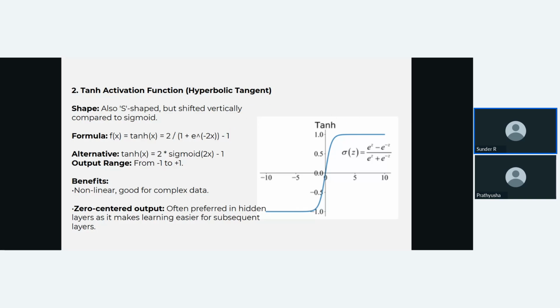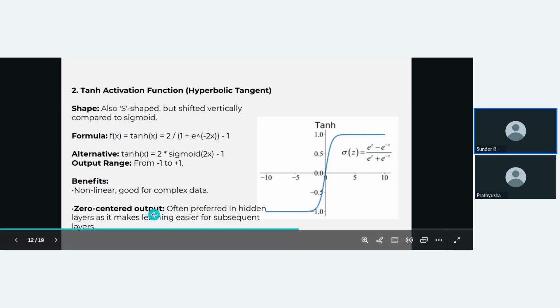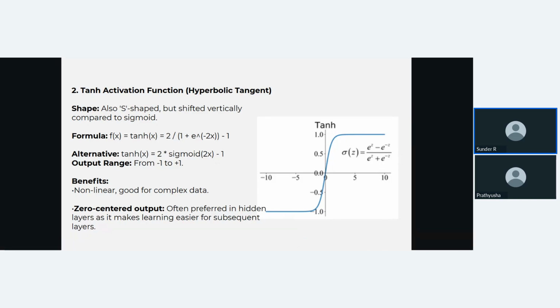And if you see here, it is a zero-centered output. So what does it represent? You are not going to have any zero value, so it will be between -1 and +1. You don't have to worry about values close to 0. You just have to find whether it is closer to -1 or +1.